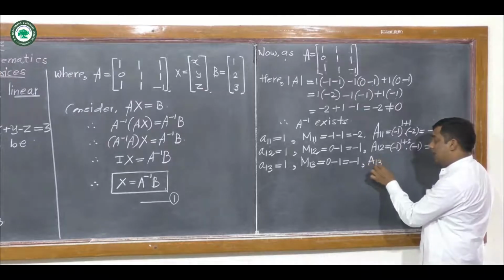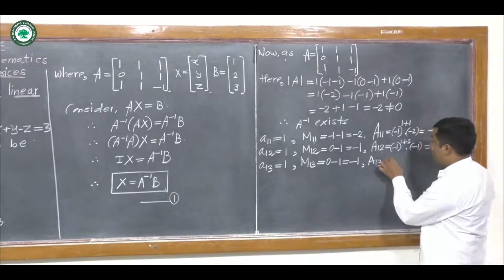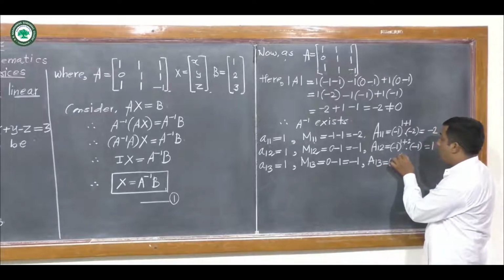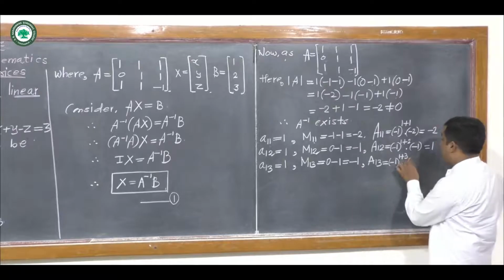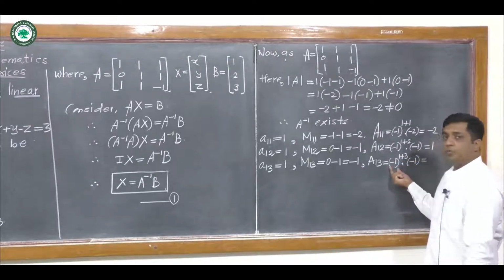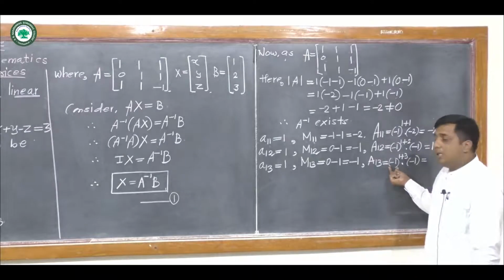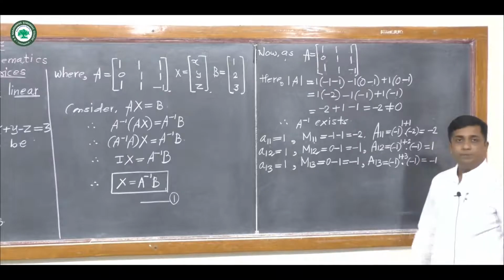Here A13 is the cofactor of the given element and is minus 1 raised to 1 plus 3 into the minor. Here the minor is minus 1, so this is equal to, we know minus 1 raised to 4 is plus 1 and 1 into minus 1 is minus 1.